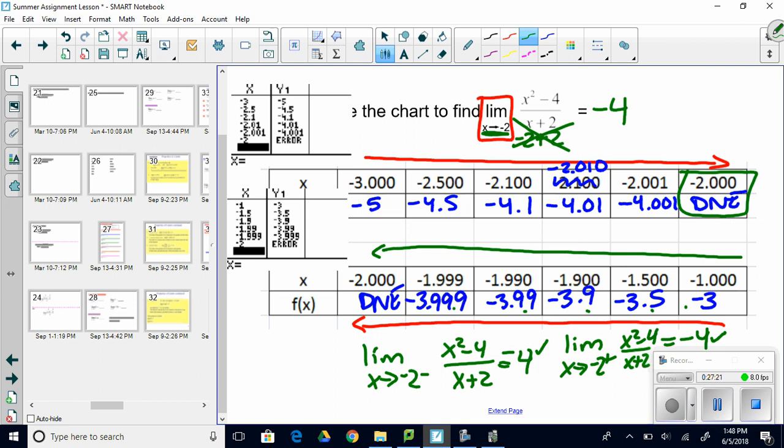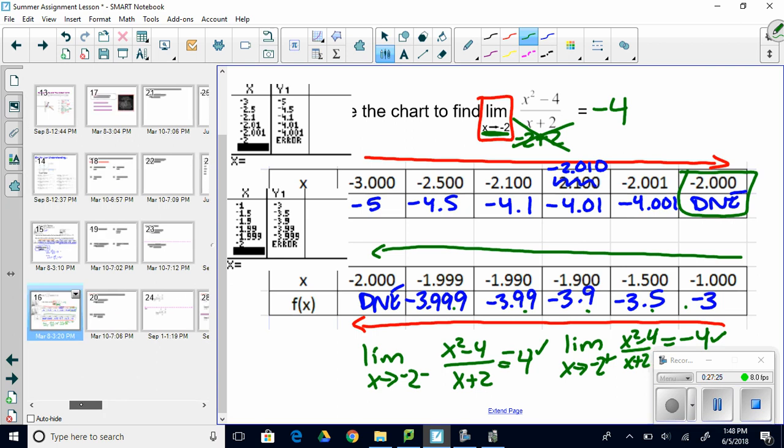All right, so that is the end of this first lesson. When we come back, we'll do other ways of analyzing a limit, including factoring and rationalizing. So this is the end of lesson 1.